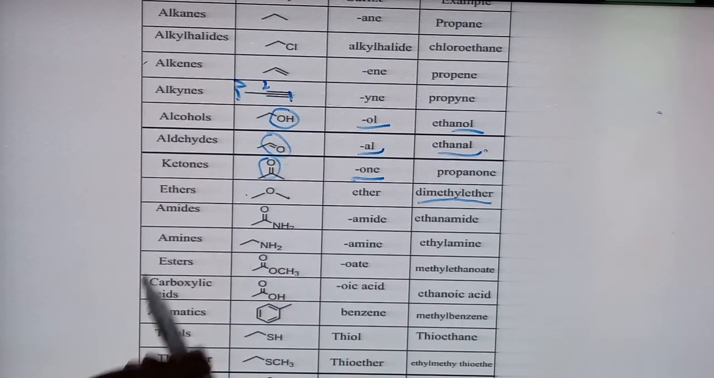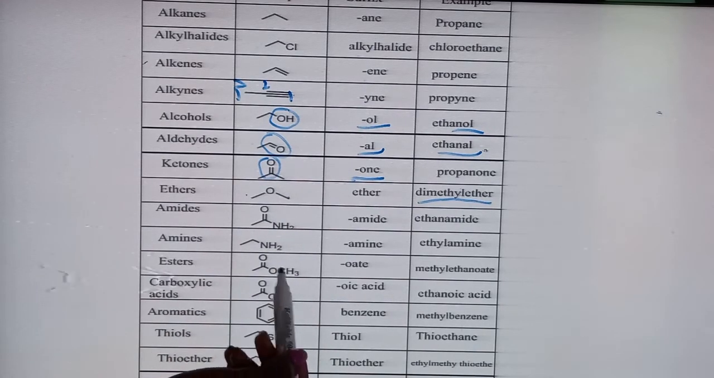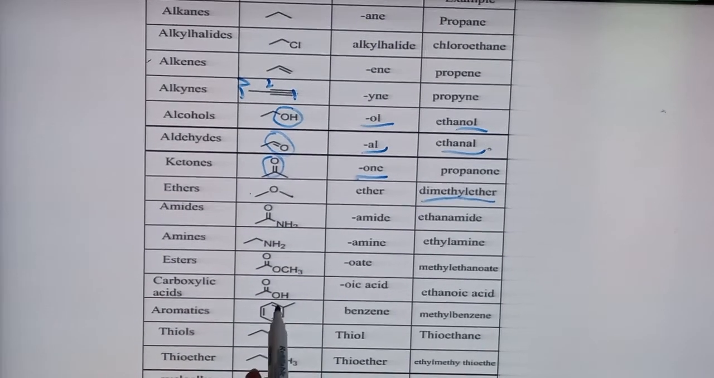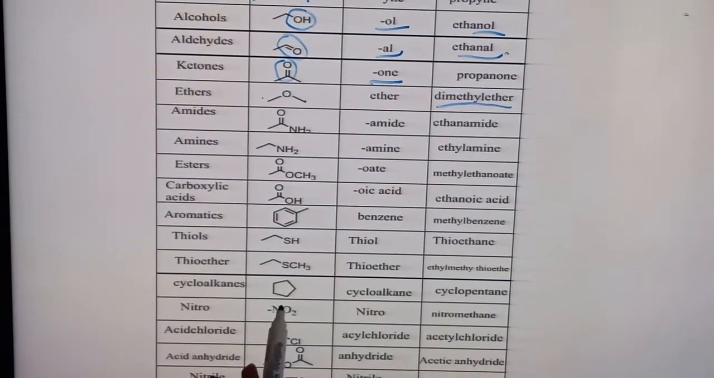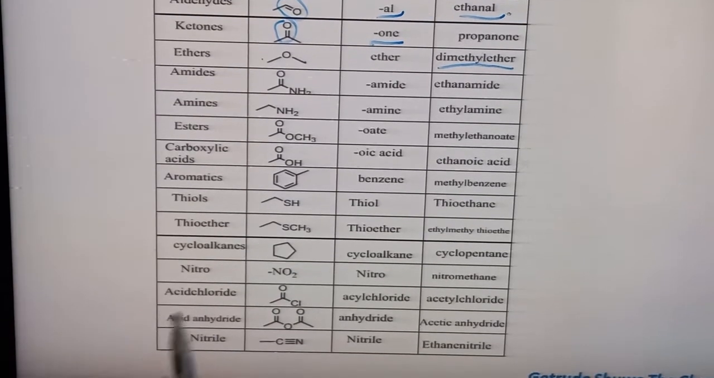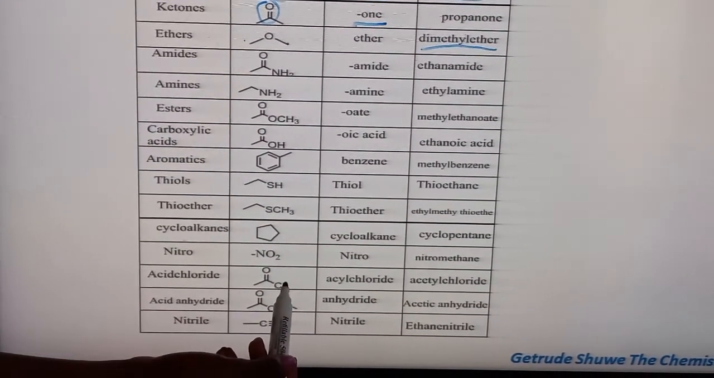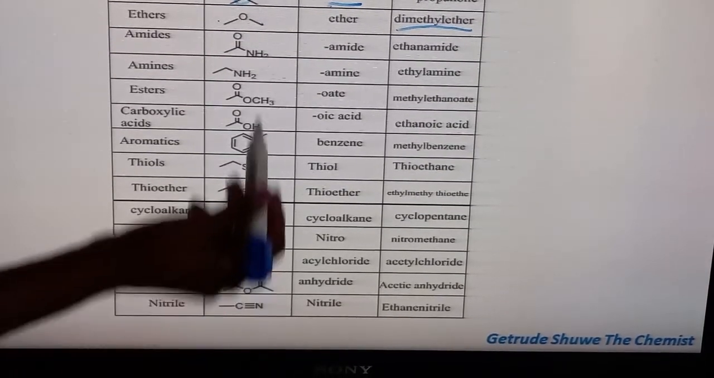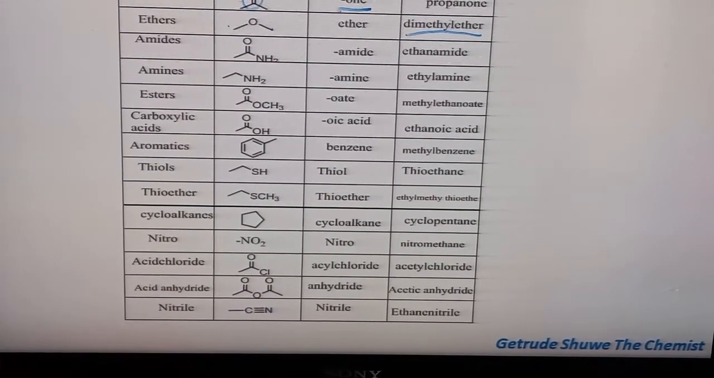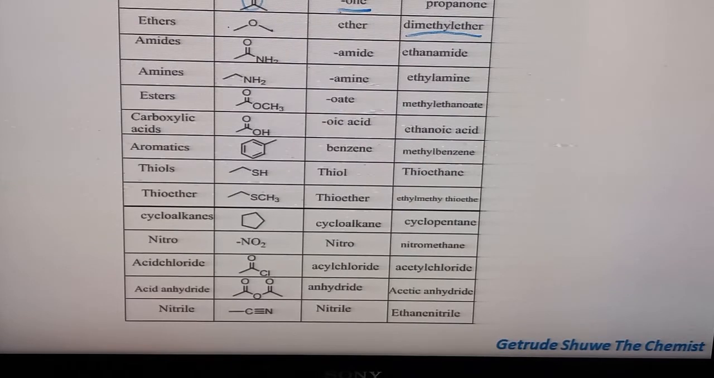Then you have amines, amides, esters you've already seen, carboxylic acid, aromatic. You have thiols, we have thioethers, cyclohexane, and we have an example of a nitro group. Acyl chloride, we have seen, acid anhydride, and then this nitrile. So all these are the common functional groups that you might find in organic chemistry.